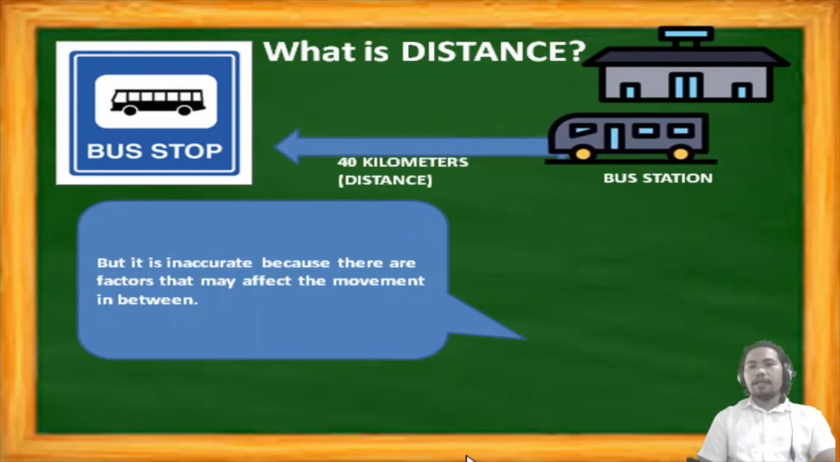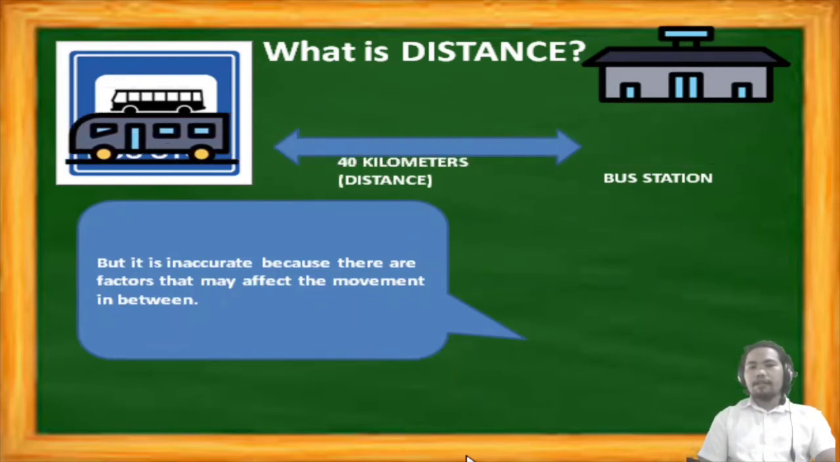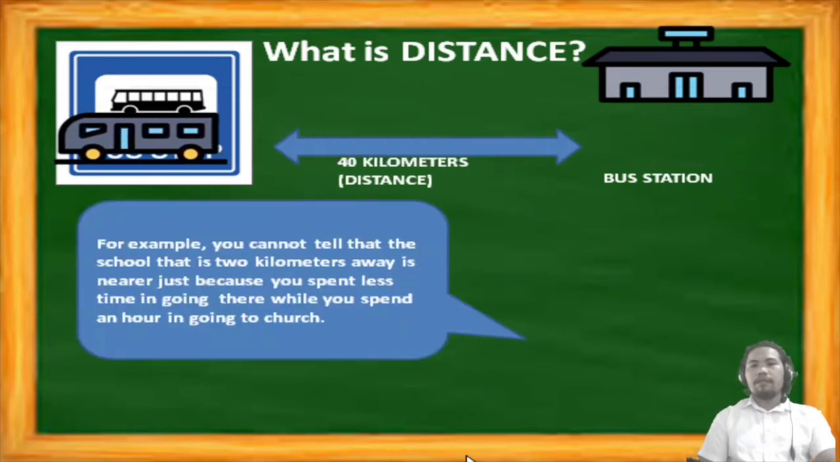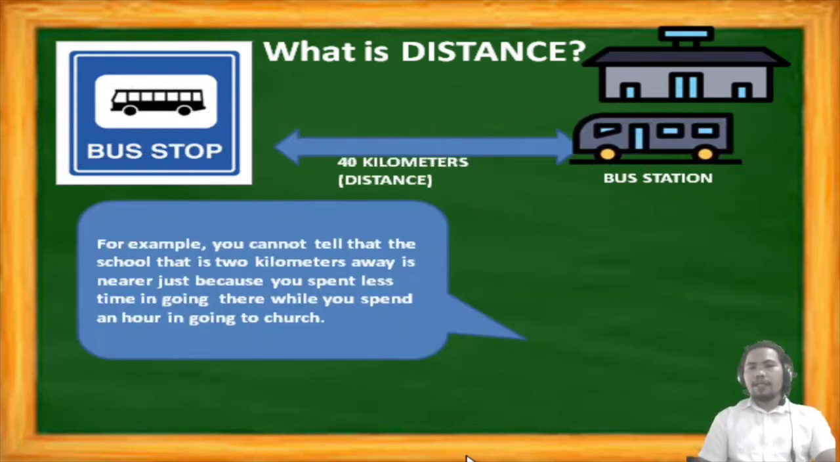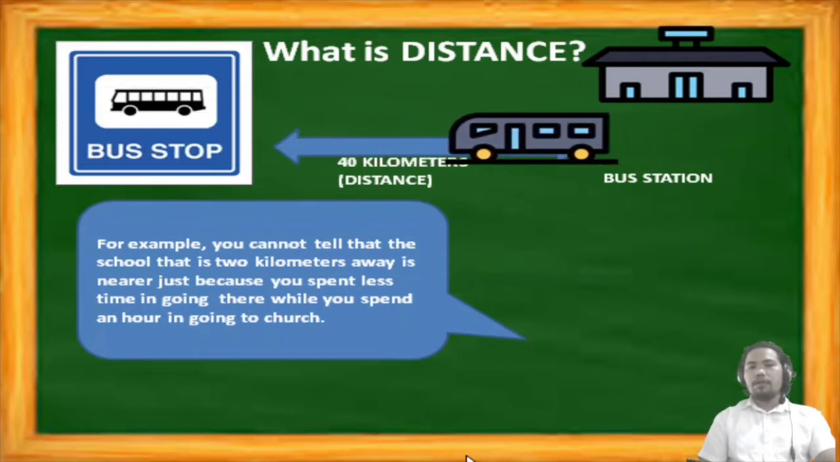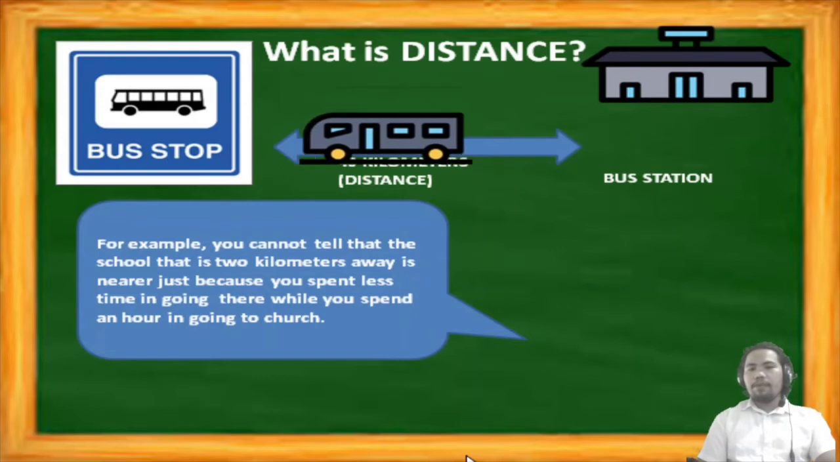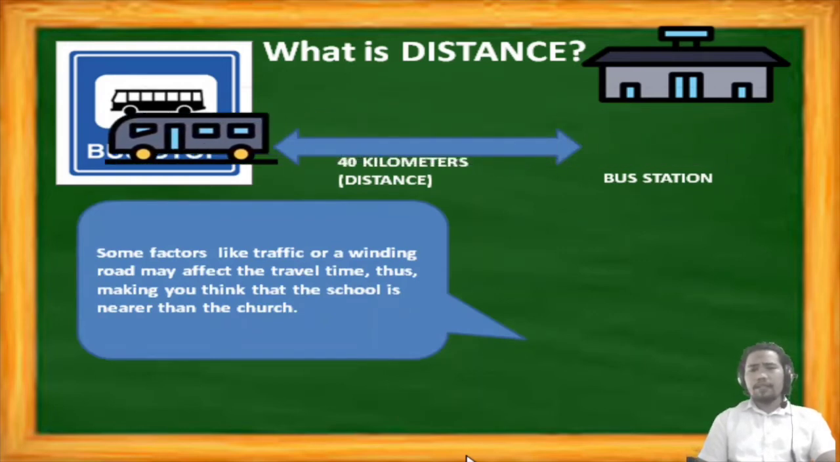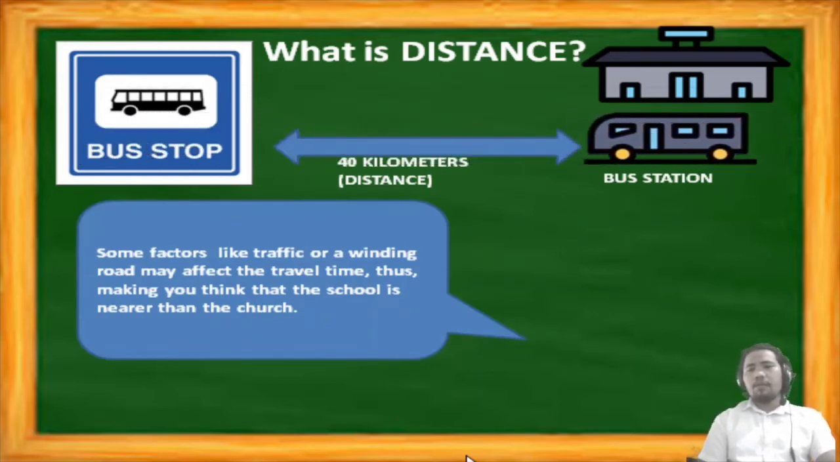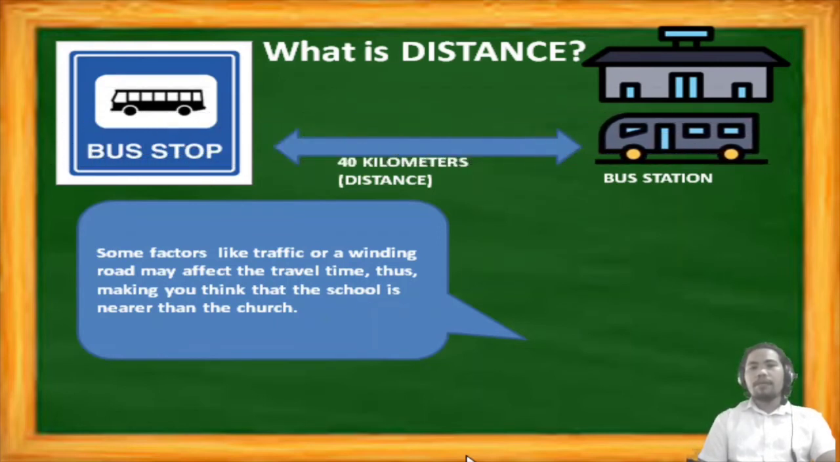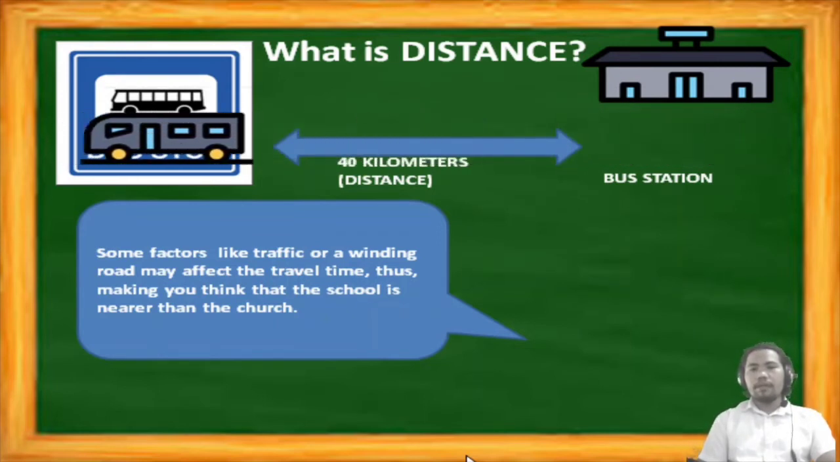But it is inaccurate because there are factors that may affect the movement in between. For example, you cannot tell that the school that is 2 kilometers away is nearer just because you spent less time in going there while you spent an hour in going to church. Some factors like traffic, or a winding road may affect the travel time, thus making you think that the school is nearer than the church.